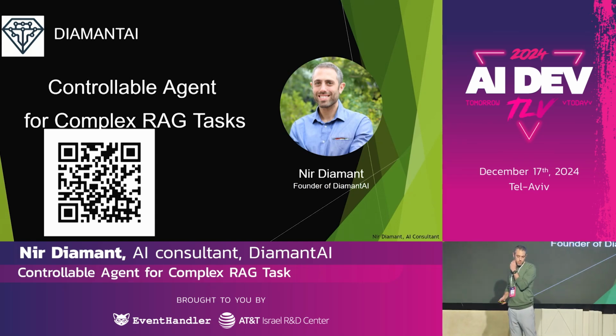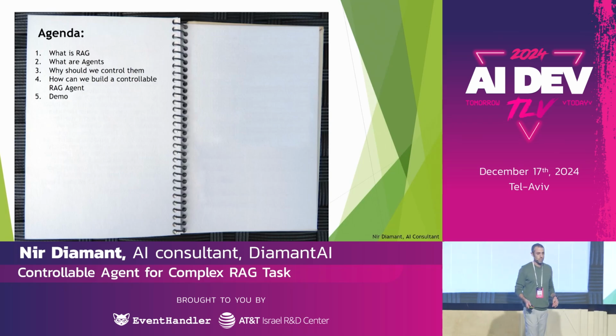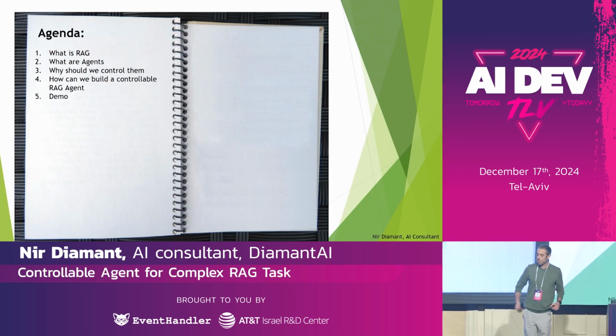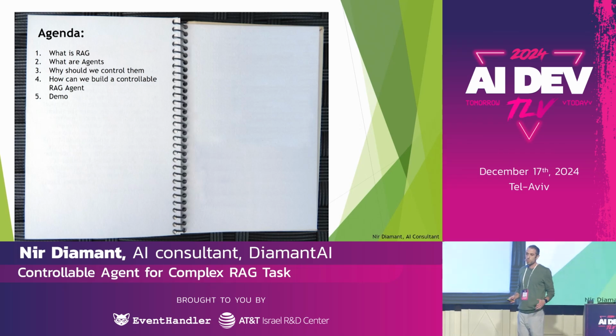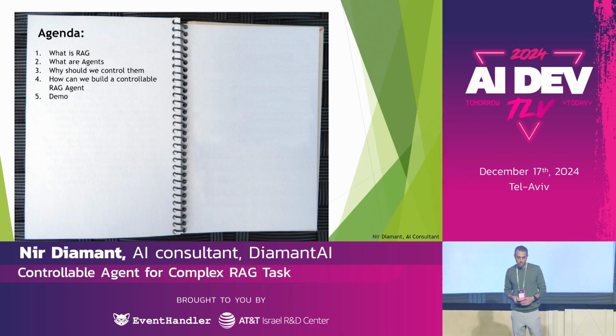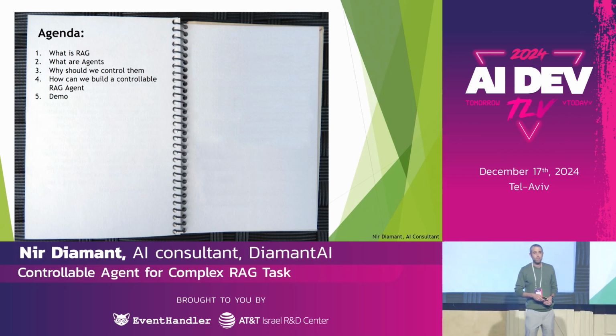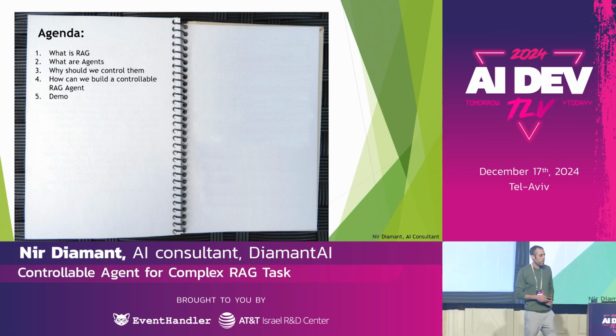This lecture today is going to be about controllable agents for complex RAG tasks, and I'm going to describe what that is. So the agenda, sorry if it's blinding you. The agenda is first, what is RAG? Then we're going to talk about what agents are and why we should control them. Then how can we build a controllable RAG agent, and a short demo at the end.